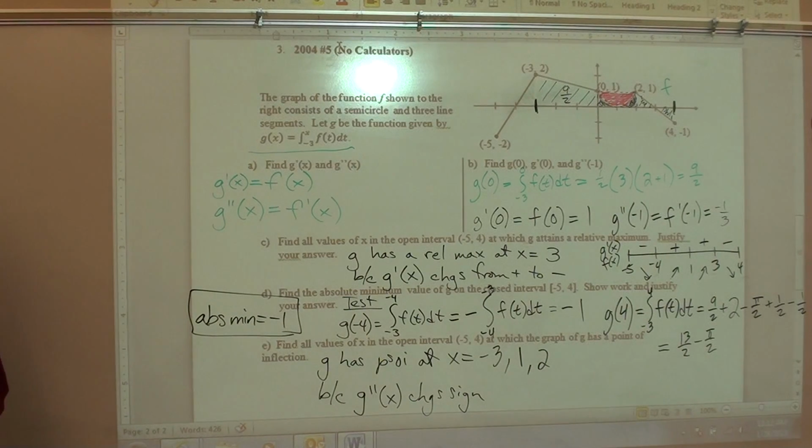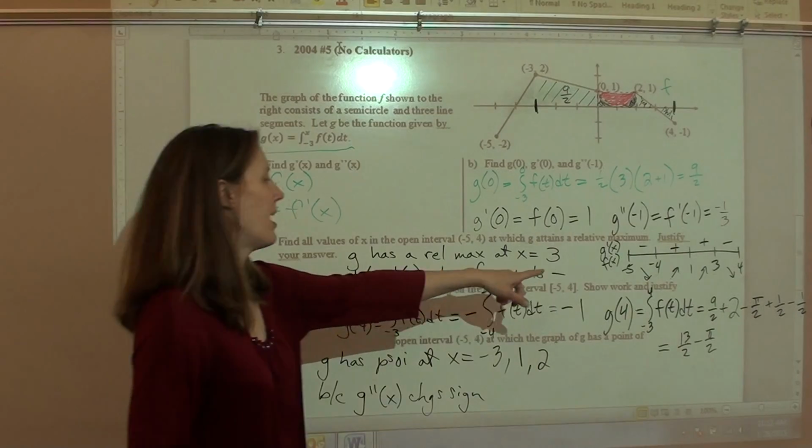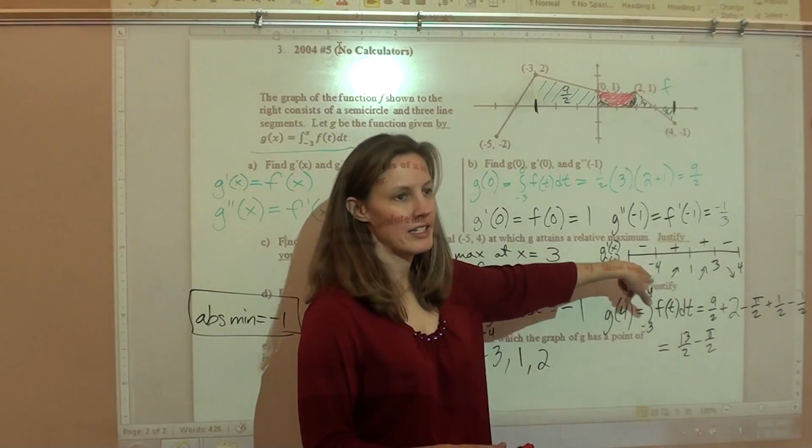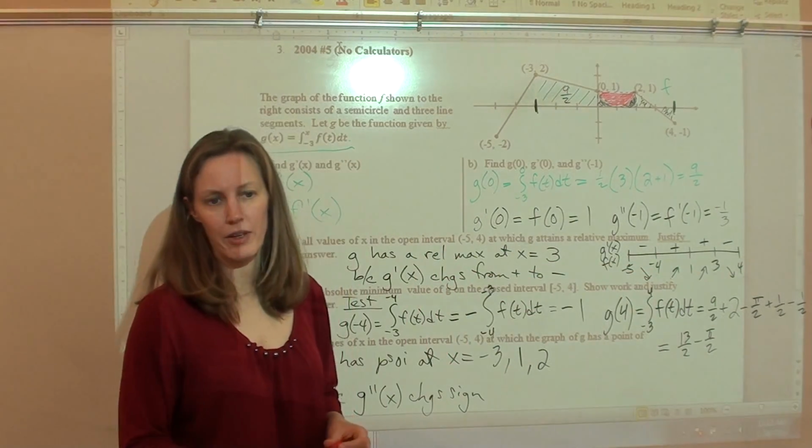So it's just that -1. You guys should have more space on your paper, right? 'Cause I squished everything up. If you didn't make a sign line, you are stuck testing every single critical value.